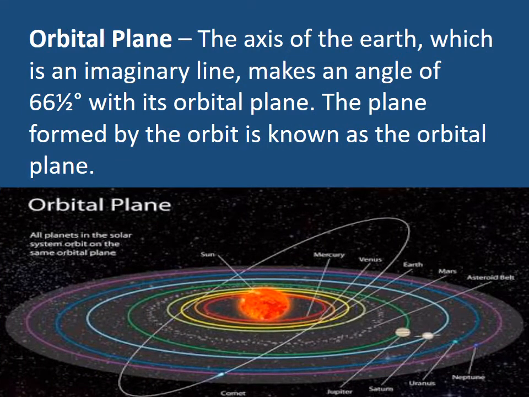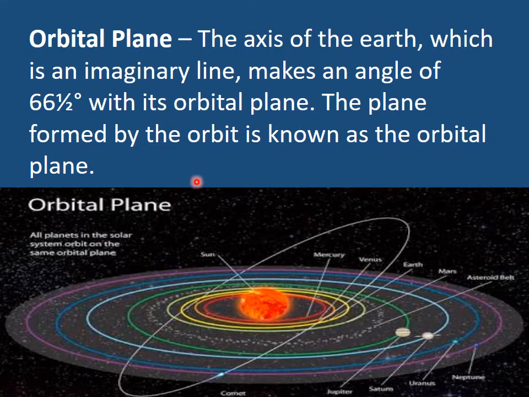Now we are going to see about the orbital plane. What is the orbital plane? In the earth's center we have one imaginary line, that is the axis of the earth. That line makes an angle with its orbital plane. The orbit is the path in which the earth moves around the sun. That angle is 66 and a half degrees. How much, my dear children? 66 and a half degrees.